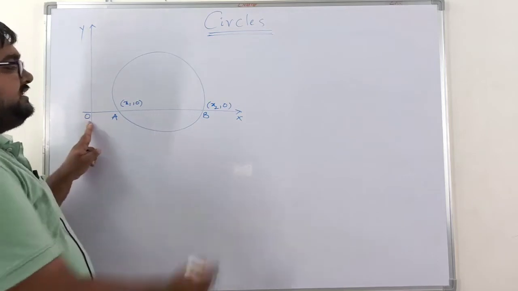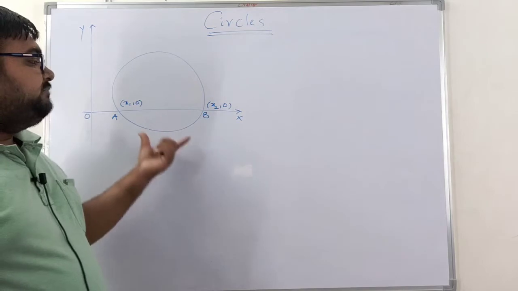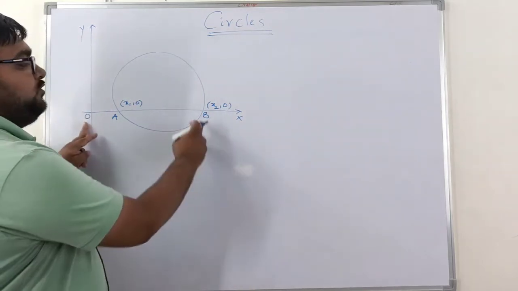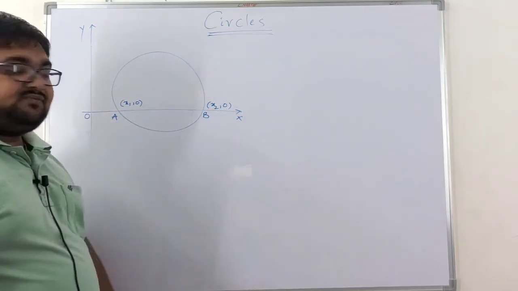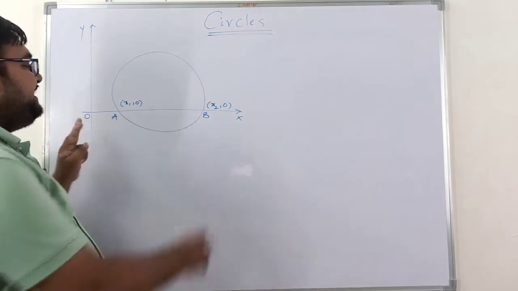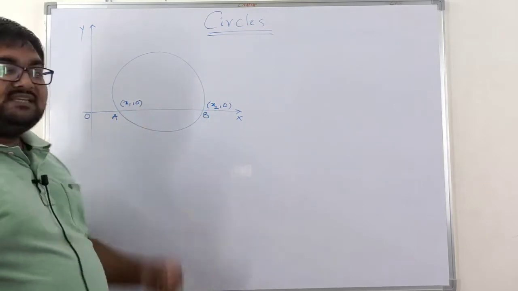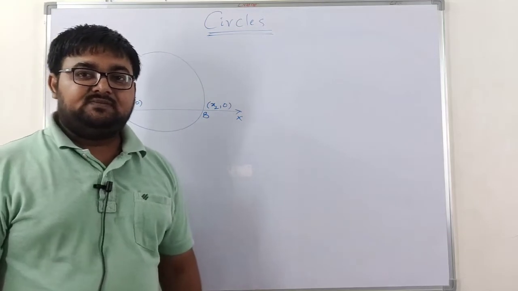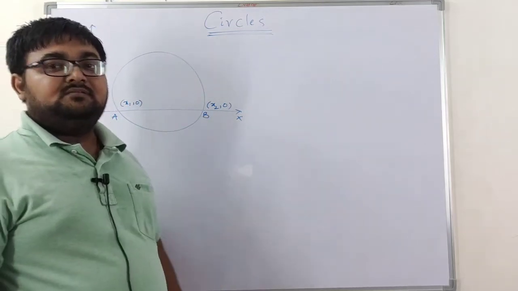Now from the origin this distance is x2. We already have a basic idea from coordinate geometry: from O to B the distance is x2 and from O to A the distance is x1. If you want to find the distance AB, what should I do? I need to subtract OB minus OA, which is x2 minus x1. So I need to find the length of x2 minus x1. Now let us see how to find this.